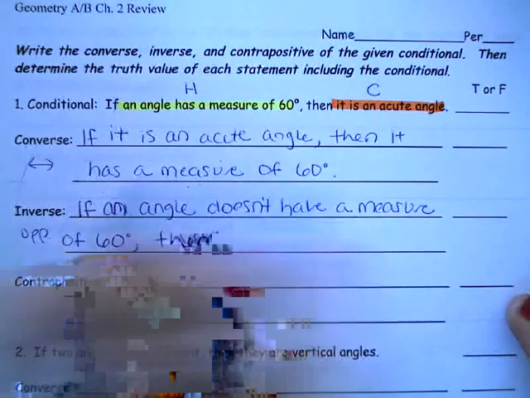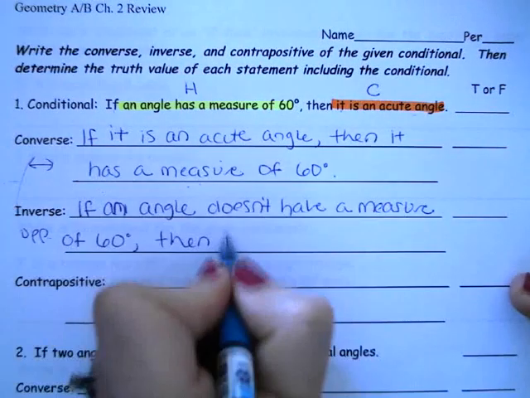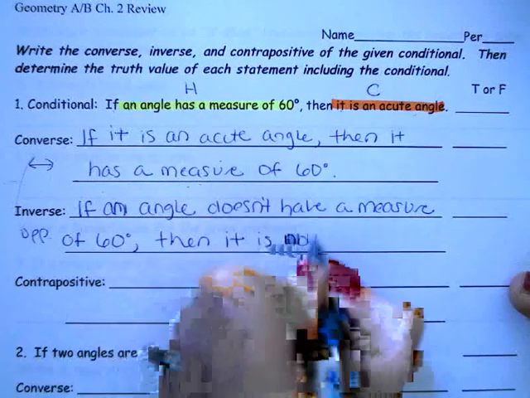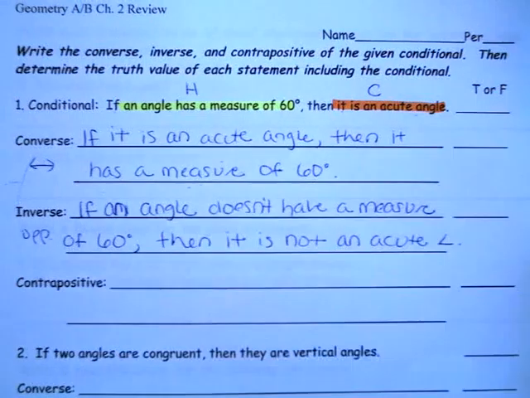then now I want to negate the other side. It is an acute angle. The opposite of that is it is not an acute angle. And I'm just using the angle symbol there.